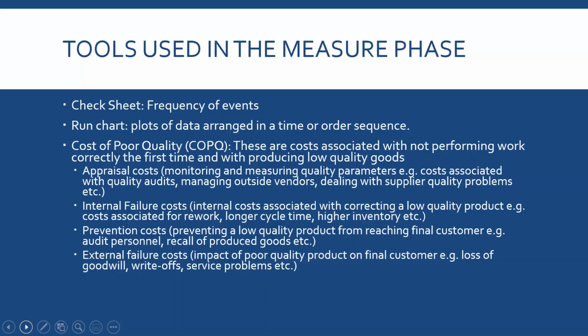Also, the cost of poor quality is important. This is the cost associated with having defects in the process, not having the work performed correctly the first time, and eventually receiving a low quality product or service. And these are divided into four categories: appraisal cost, internal cost, preventive cost, and external cost.